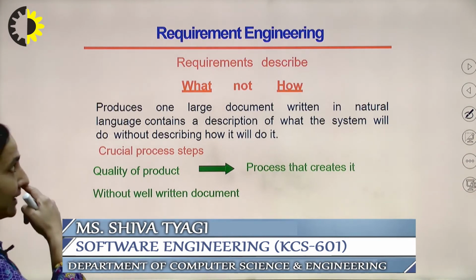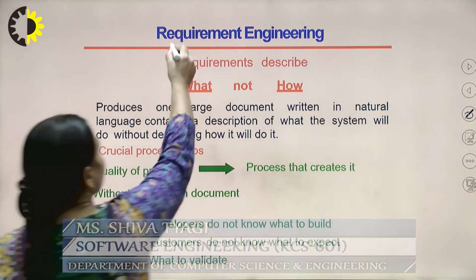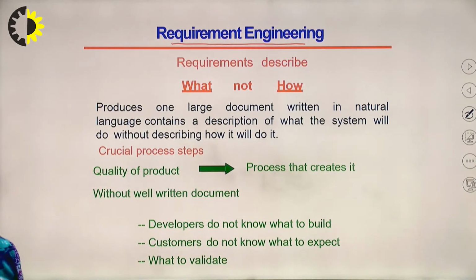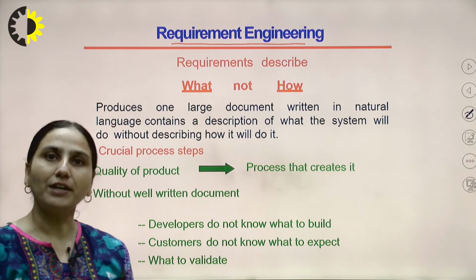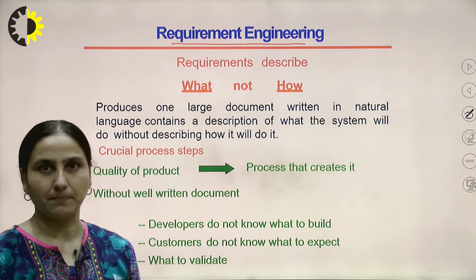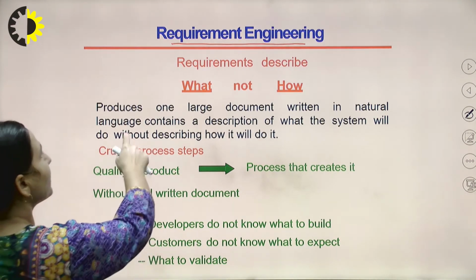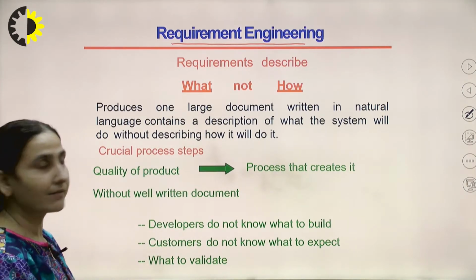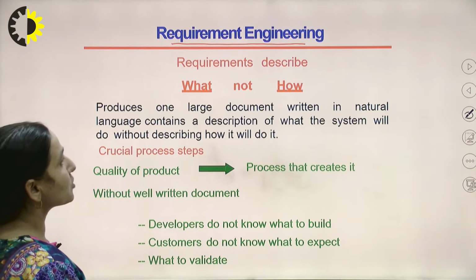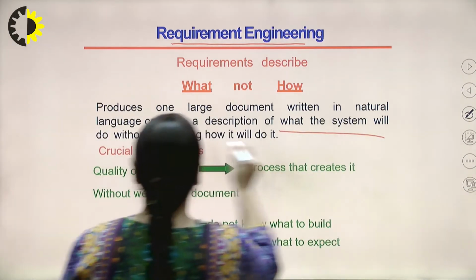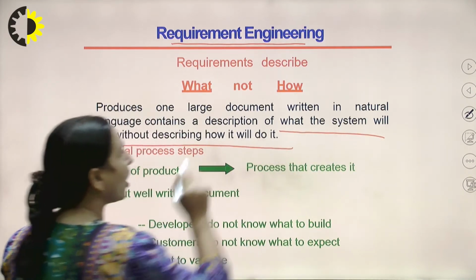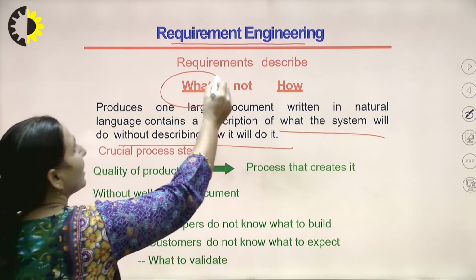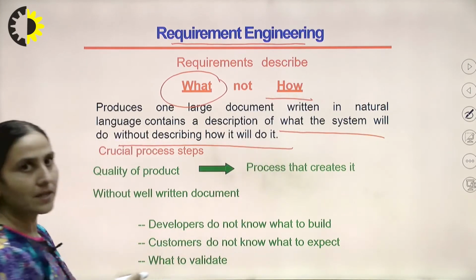Before understanding what SRS is, let's understand what requirement engineering is. What does a requirement describe? It describes the what and not the how of the system. That means it produces one large document, written in natural language, which contains the description of what the system will do without describing how it will do it.